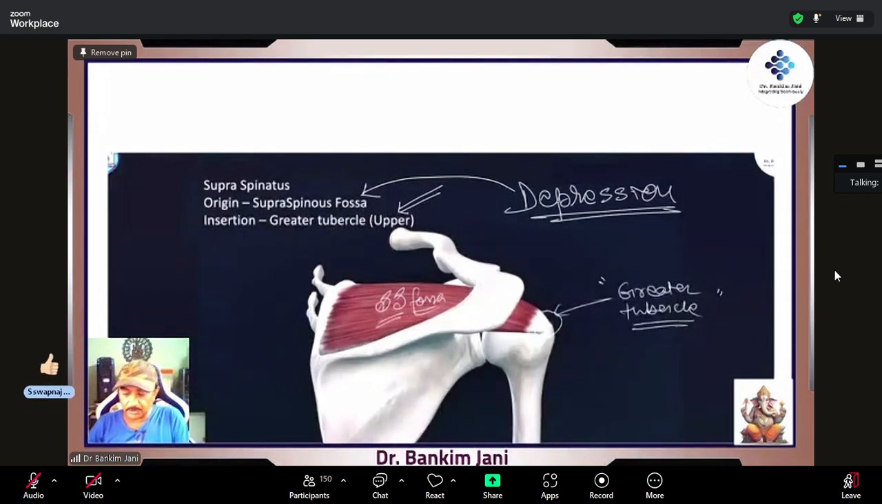Right? So this tubercle is a small space, but we are saying there are two tubercles. One is bigger, one is smaller. Now suddenly this greater tubercle will become like a VIP. Let's see what happens. We said insertion is on the greater tubercle. That is the supraspinatus, above the spine.